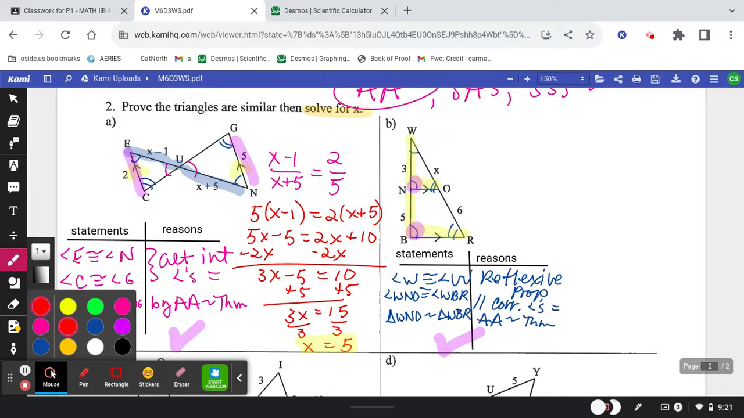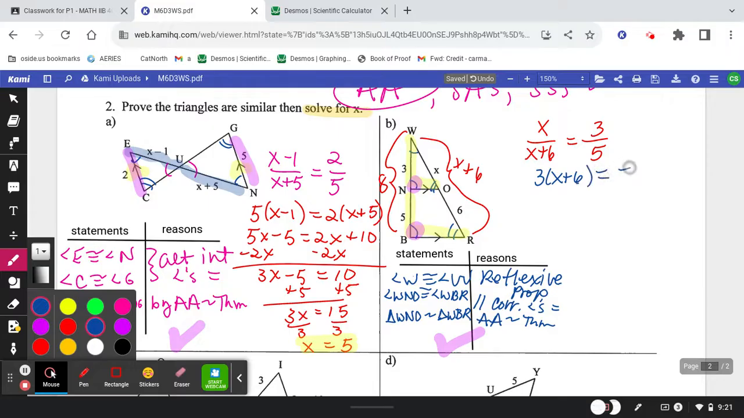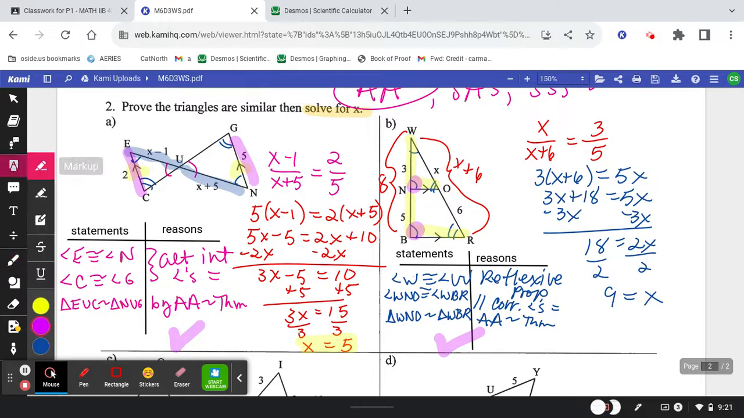All right, notice if I'm going small is to big, I've got to consider the entire side length of x plus 6. And over here on this side, the entire side length of 3 plus 5, which is 8. So I'm going to go small is to big as small is to big. See if you can take a minute to understand how that came about. Now we cross multiply. And I'm getting a result of x equals 9.